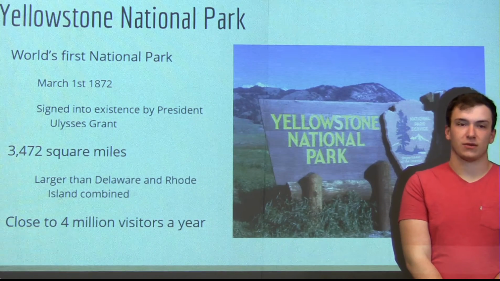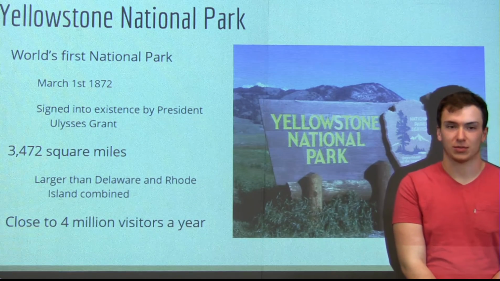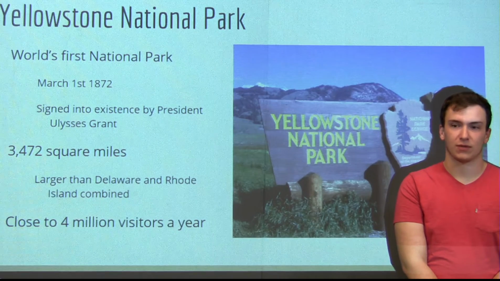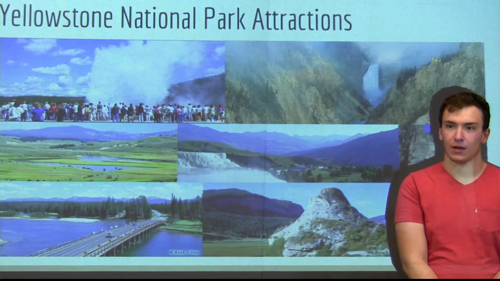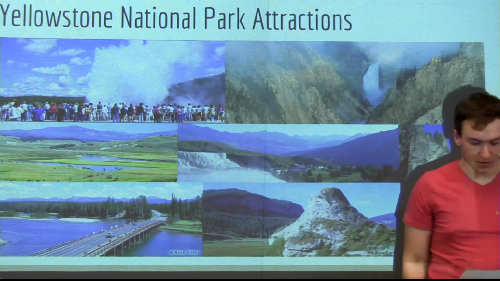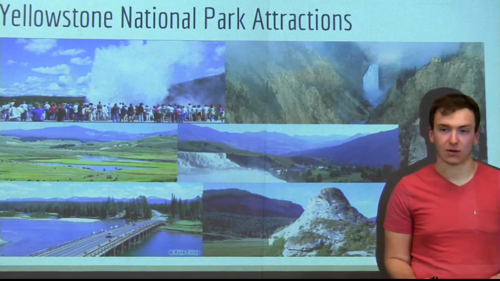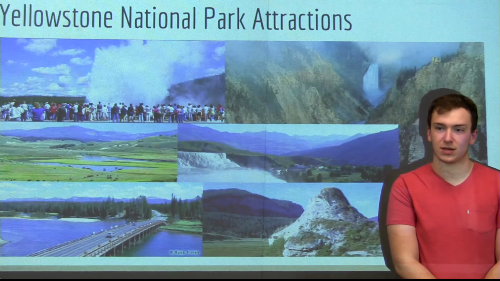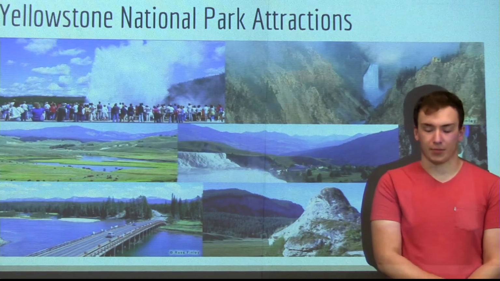Each year, because of the beautiful scenery and the amazing natural habitat, Yellowstone brings in about 4 million visitors a year. Along with its natural beauty, it is home to many different animal species. These include wolves, bears, especially grizzly bears, bison, elk, moose, and many other types of animals.